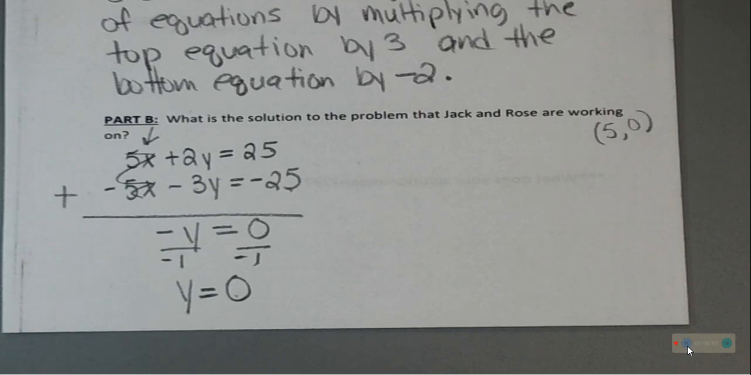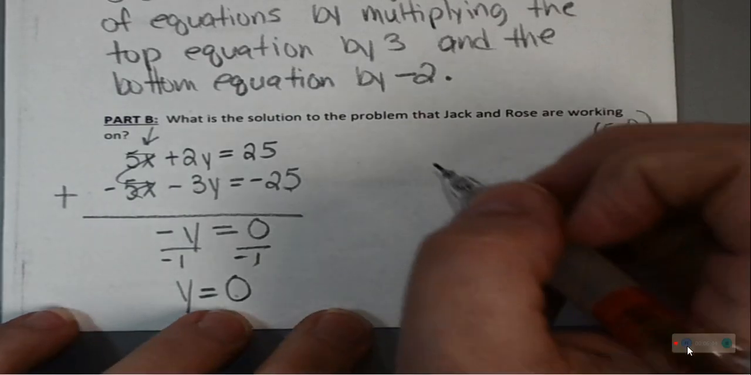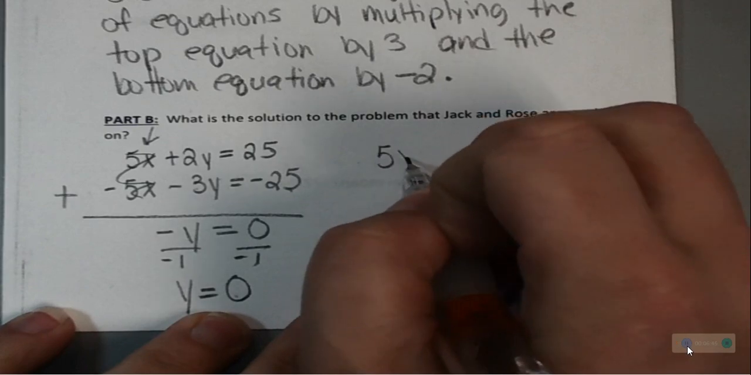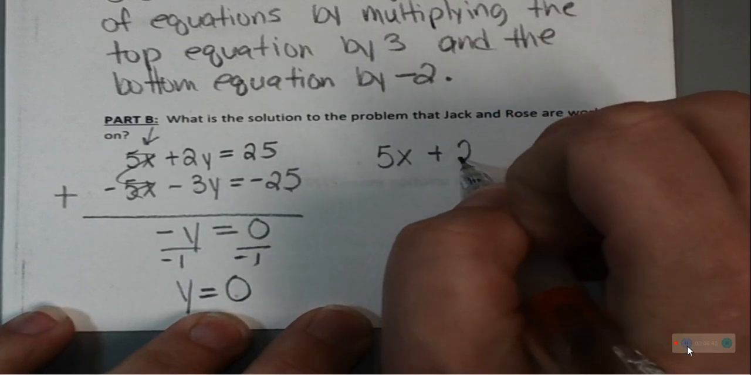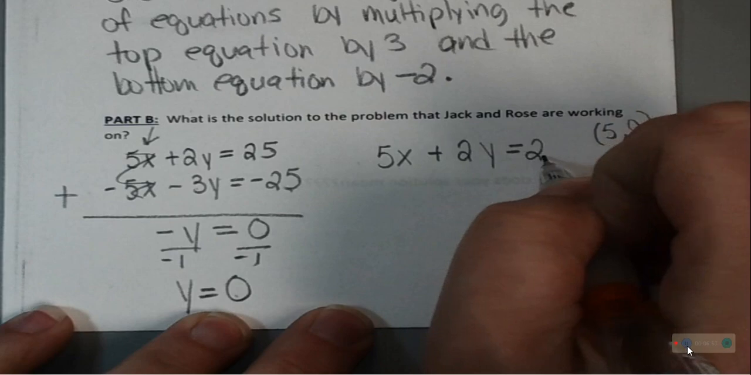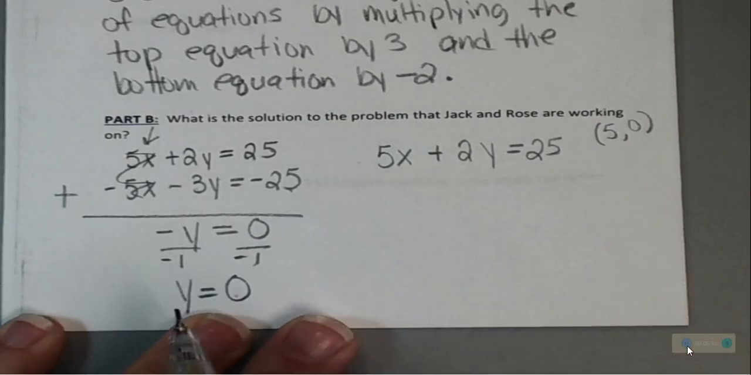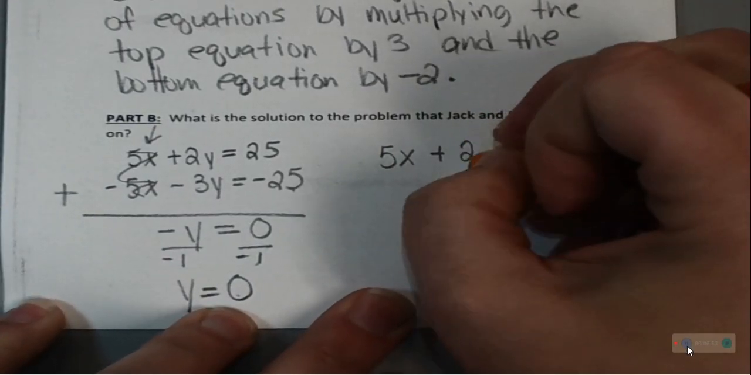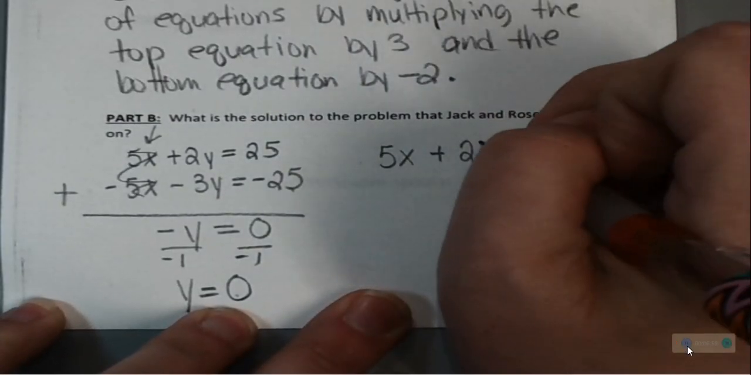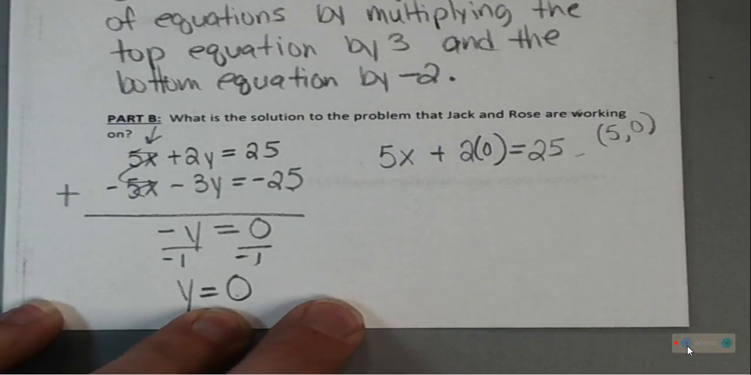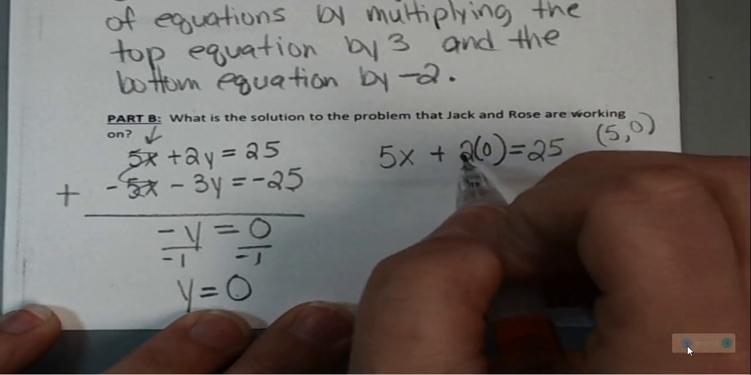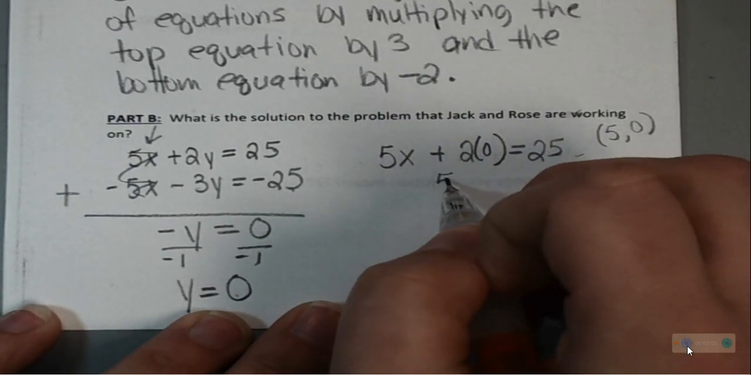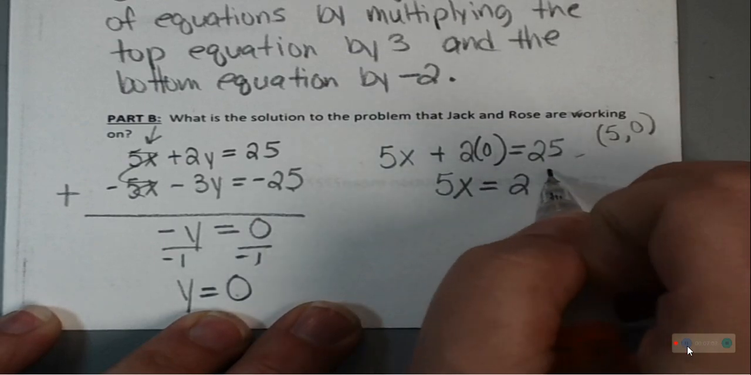Why do you think Ms. Slusher would choose the top? Less negatives. Not because it's any harder or easier, simply because I, honest to goodness, just don't want to deal with the negatives. Now, here's what's happening. This was the equation. What do I now know? That y equals 0. So I'm going to erase y and replace it with 0. Now, 2 times 0 is 0, so what we've really got is 5x equals 25.